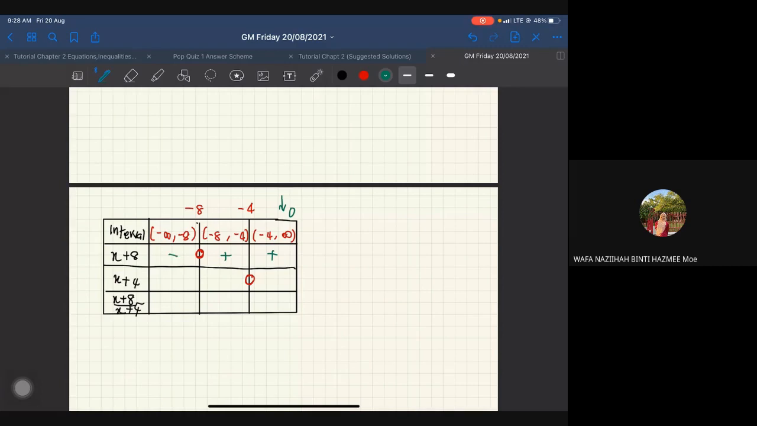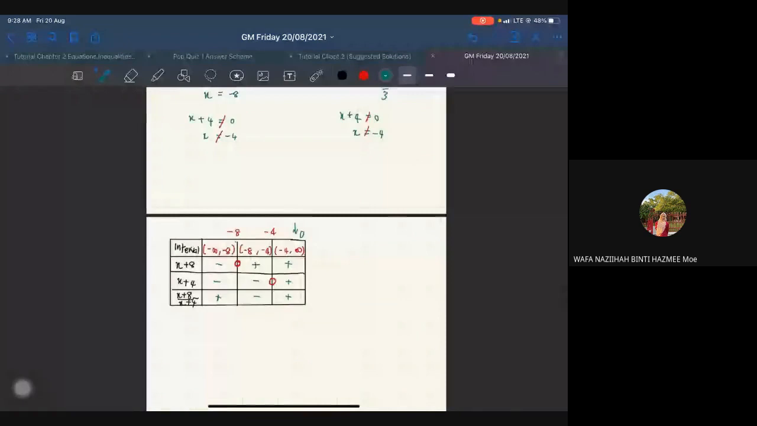So negative darab negative is positive. Positive darab negative is negative. Positive darab negative. Positive is positive. Okay, so settle untuk yang sebelah kiri. So we have over here, dia kata dia nak greater sign kan. So awak bulatkan dulu, greater, positif. Okay, so untuk yang sebelah kanan pula.